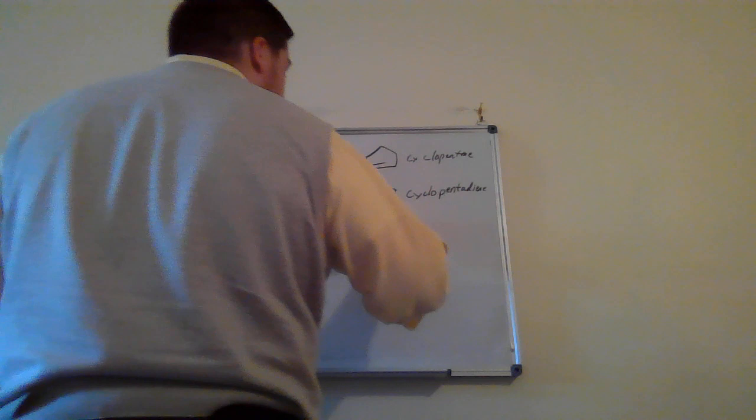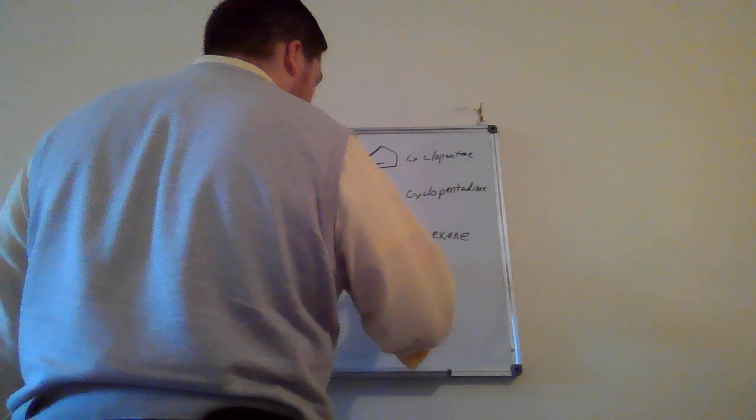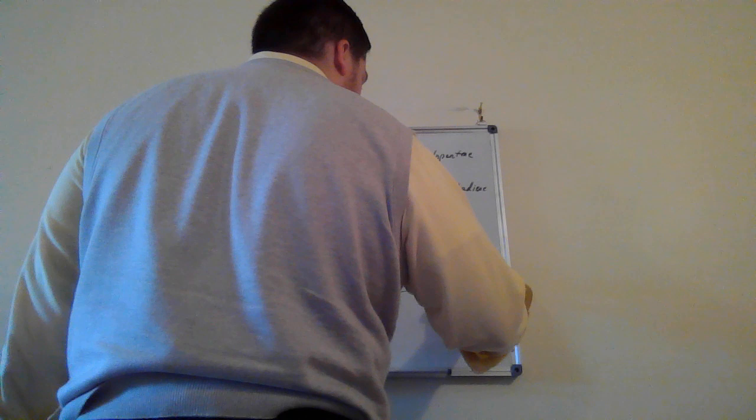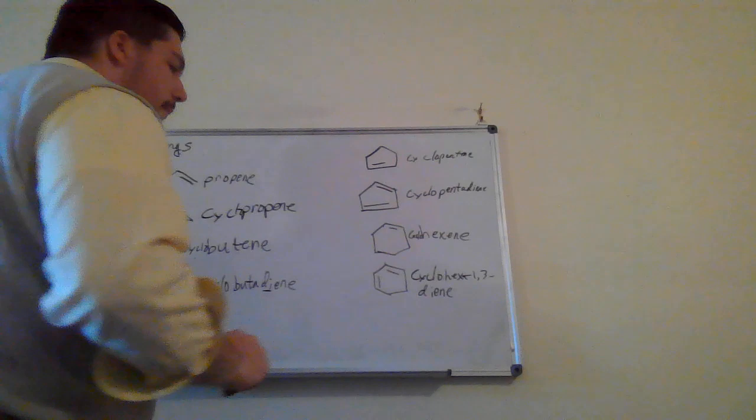Now, suppose we had hexene, so this would be cyclohexene. Cyclohexa-1,3-diene, or cyclohexadiene. Okay, but we can also do three.